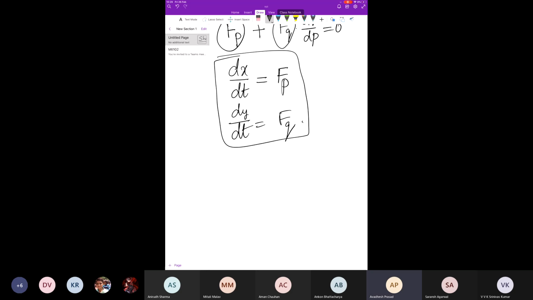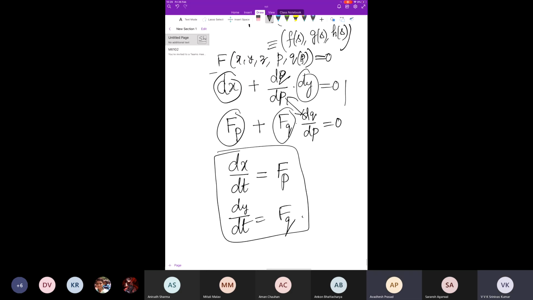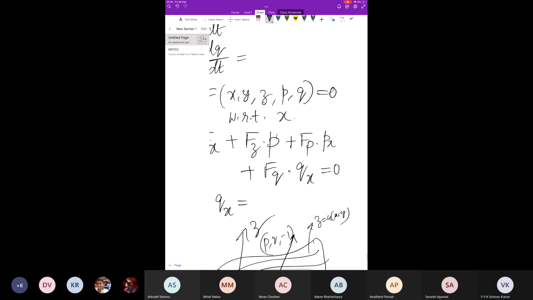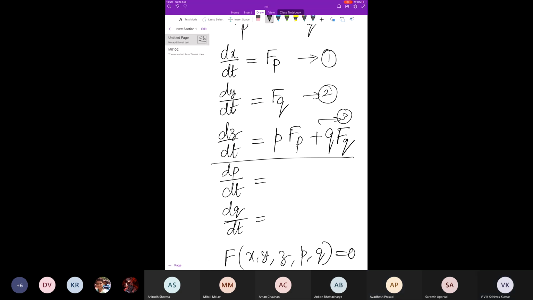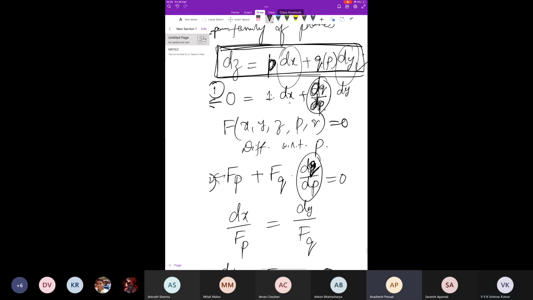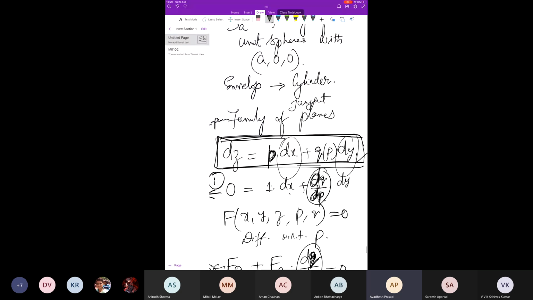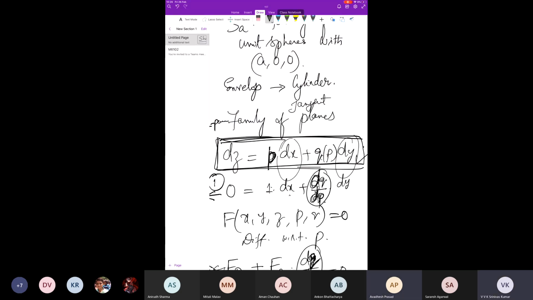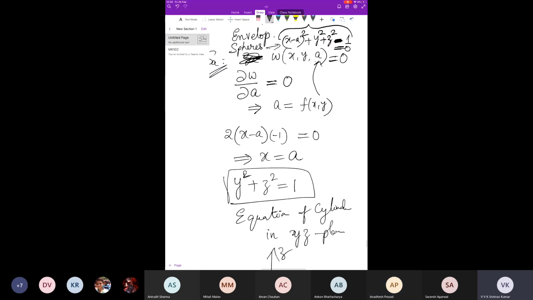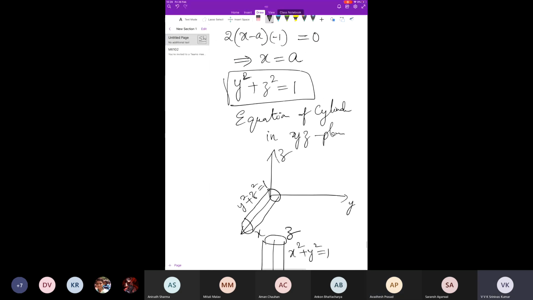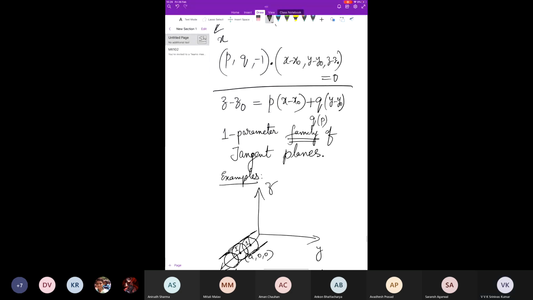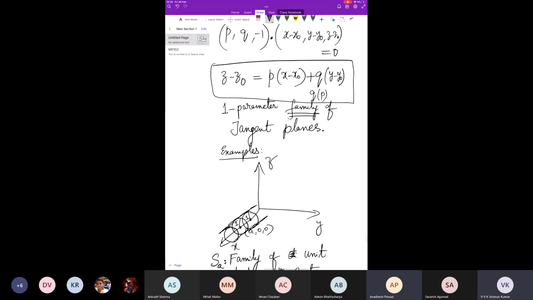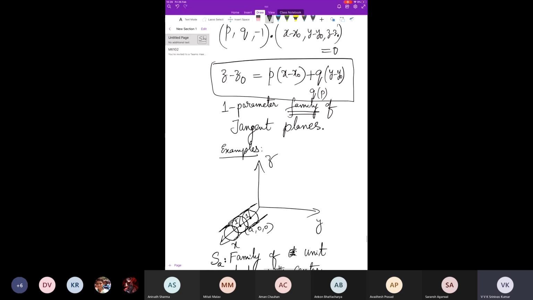So, sir, how did we get the equation of the tangent plane? Just a second. dz equal to p dx plus q dy, here we get this. What is the equation of a tangent plane actually? It is the equation of a plane having a perpendicular. This is the equation. Yes, sir, I got it. So whenever we have this thing, differentiate and you get the equations.